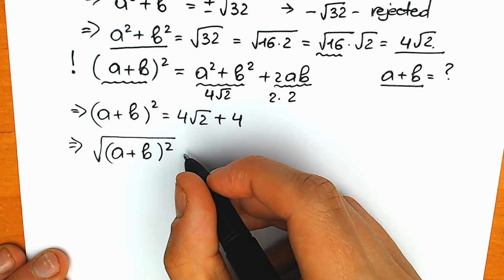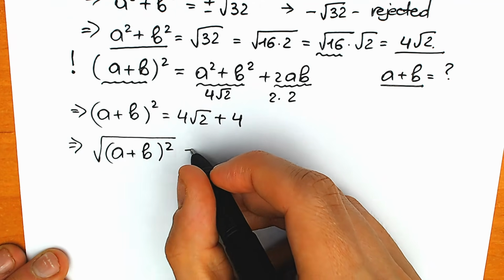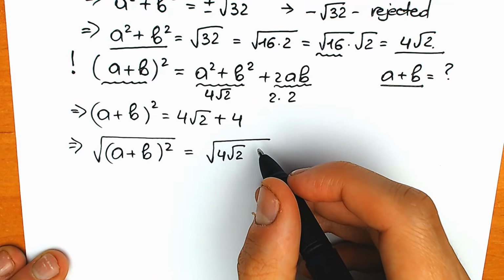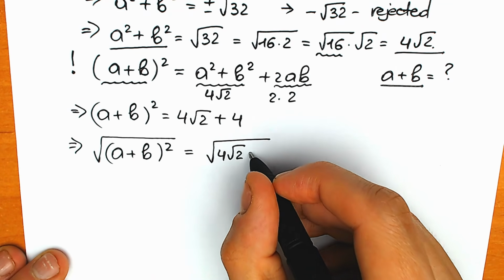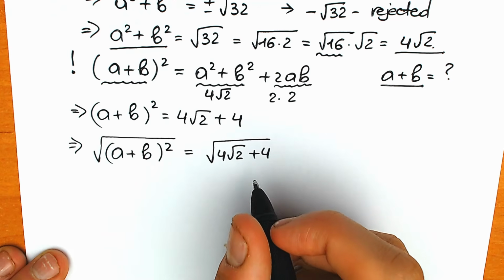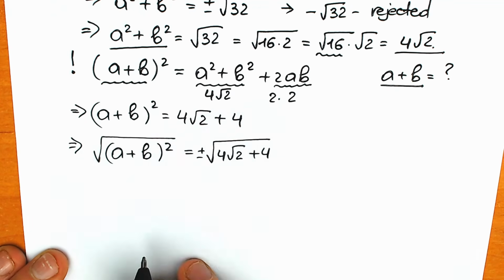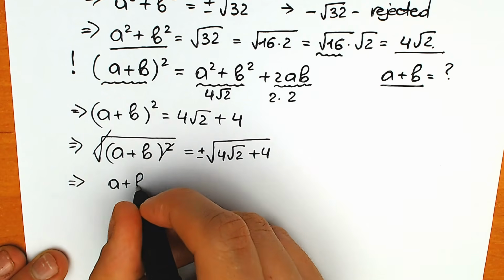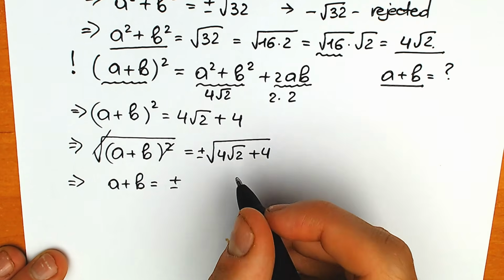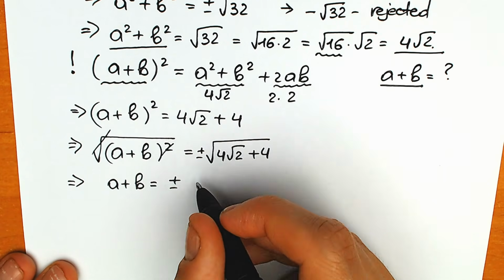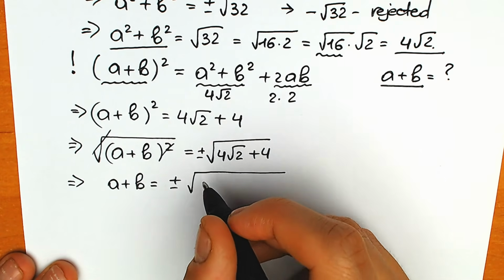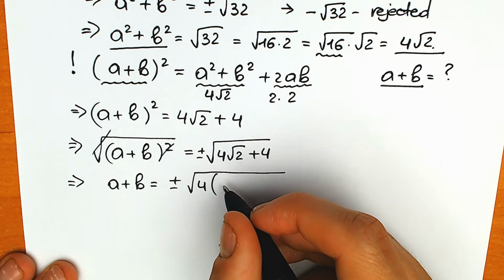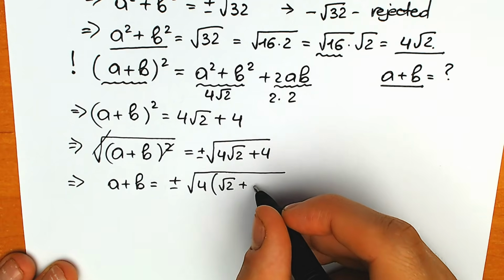So equal to the square root of 4 square root of 2 plus 4. And of course we have to consider this plus minus sign in the beginning. Okay, so as a result we're going to cancel this square root sign, these two, so we have a plus b equal to plus minus. Right here we can do a tricky move. We can factor 4 from here, so 4, and in parentheses we have square root of 2 plus 1.